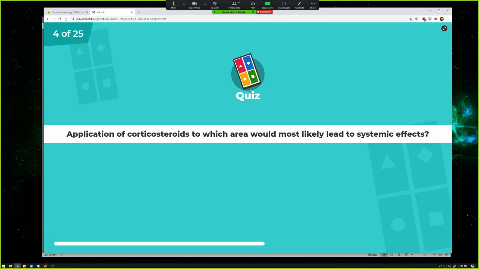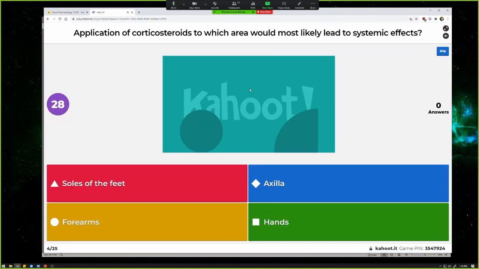Application of corticosteroids to which area would most likely lead to systemic effects? The soles of the feet, the axilla, the forearms, or the hands?